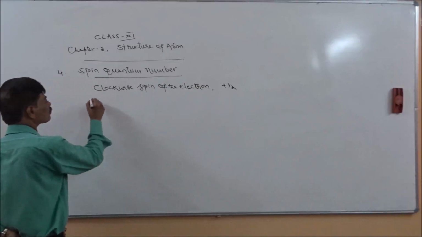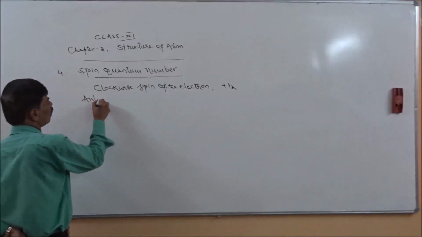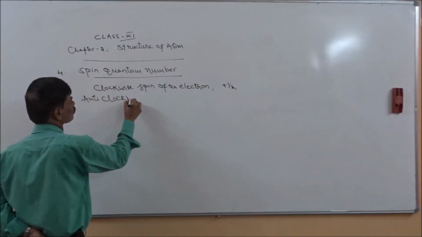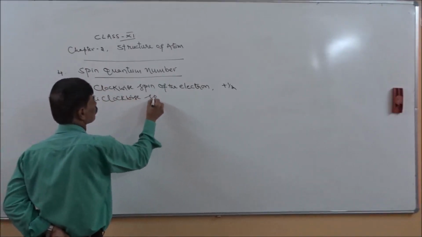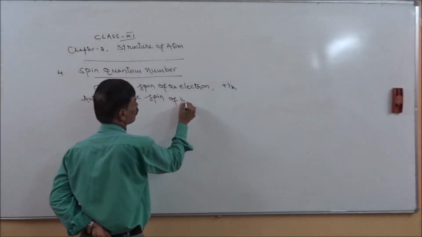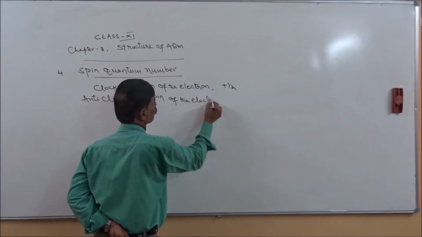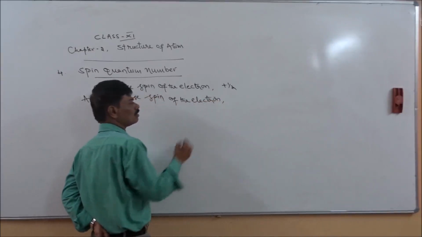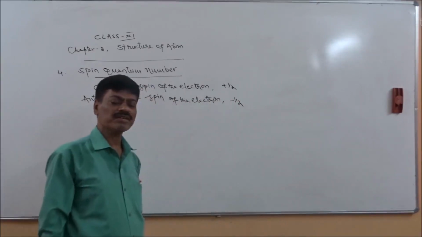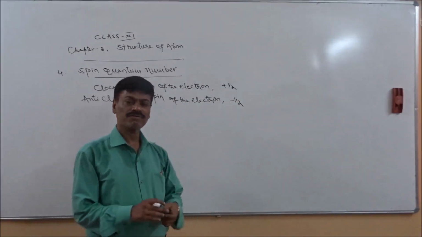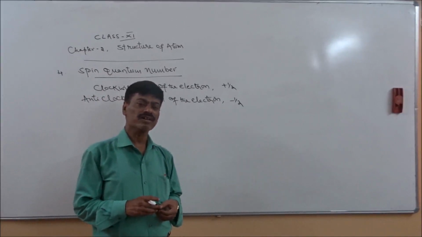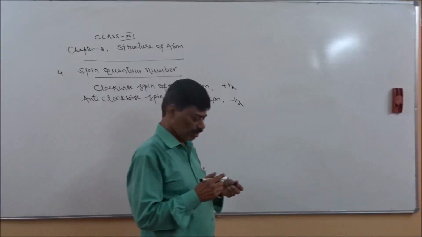And the second type of spin is anti-clockwise spin of the electron. This is indicated by minus half. The plus half means clockwise spin of the electron, minus half means anti-clockwise spin of the electron.